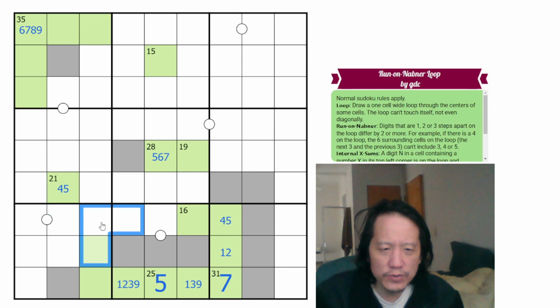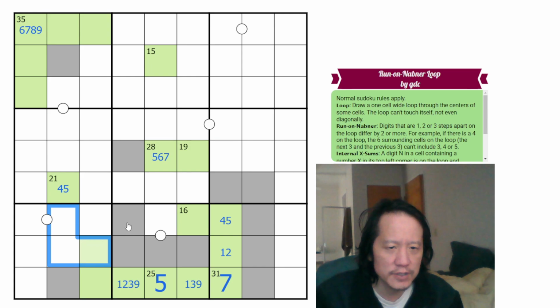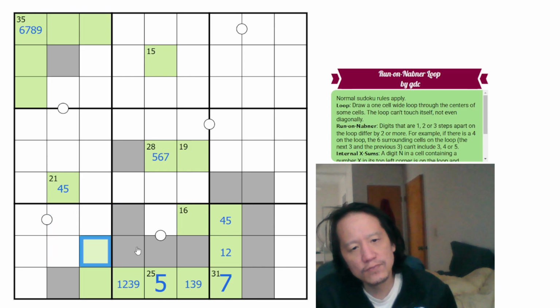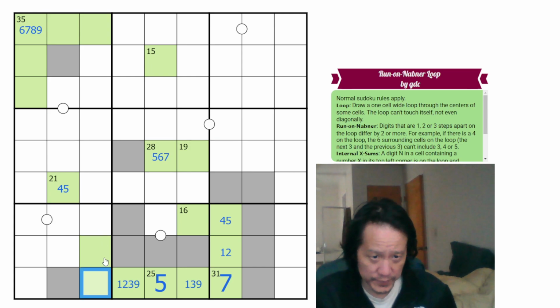If it goes this way, it has to connect to here. So this can never be part of that. Well, yeah, this can never be part of the loop, because then it would touch itself there and then go that way. It can never actually enter here, because then it would be touching itself. Because once it goes this way, it can't go there. It has to go there because then that would be touching itself.